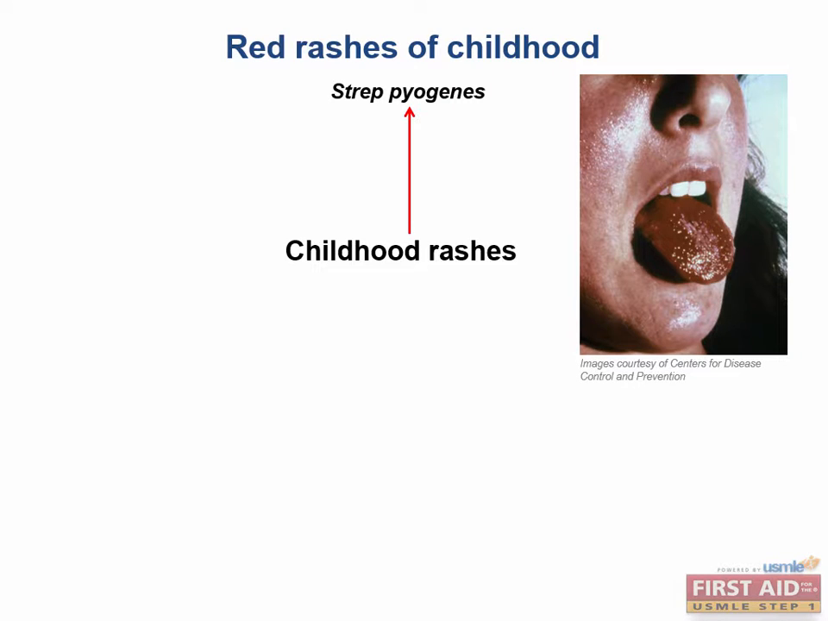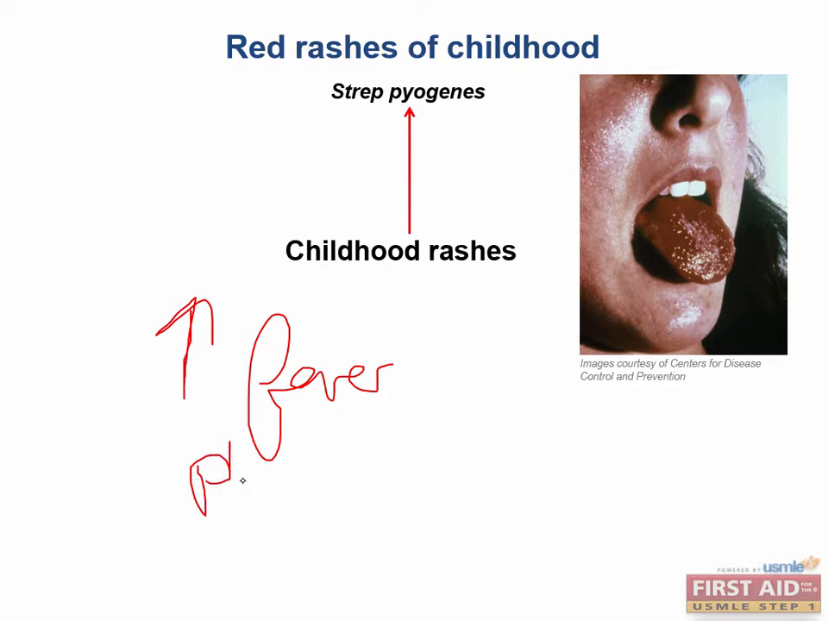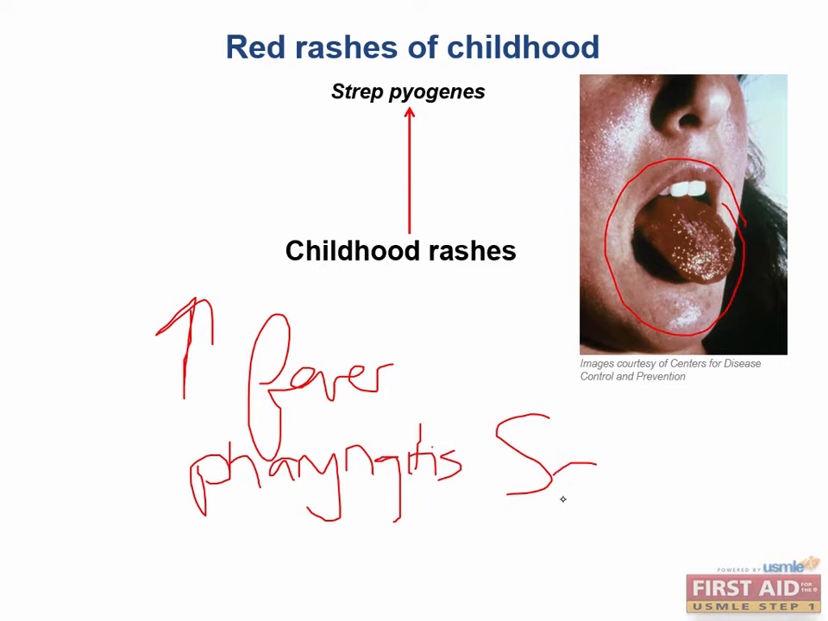Strep pyogenes is the one bacteria responsible for rashes in children by causing scarlet fever, which is an erythematous, sandpaper-like rash throughout the body. It is typically accompanied by a high fever and a sore throat or pharyngitis. It can present with a strawberry tongue, which looks like this image, commonly seen in scarlet fever.